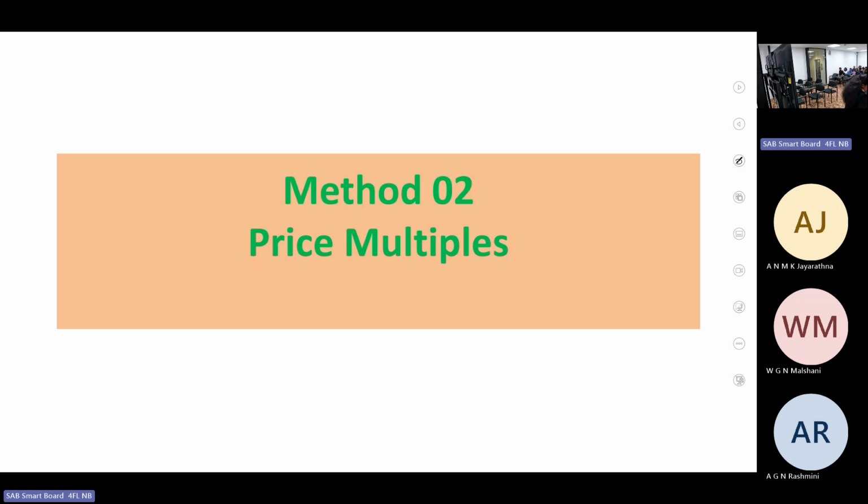Please clear the items as well as the formulas before moving to the price multiples. If you have downloaded the formula sheet for the exam, most of the base formulas are given at the examination. Therefore, just try to remember what is not given on the formula sheet. It has also been uploaded to your LMS. You can download it and take a printout.